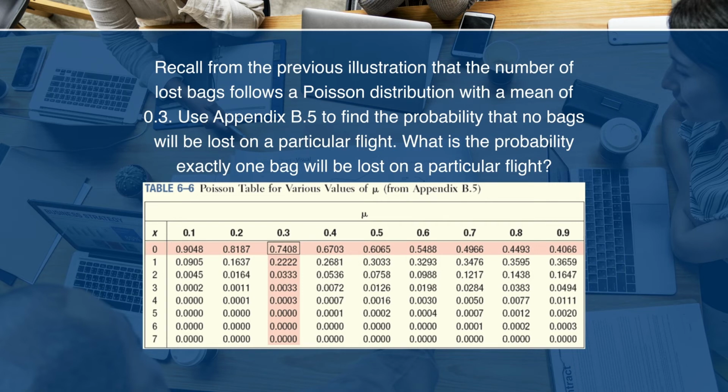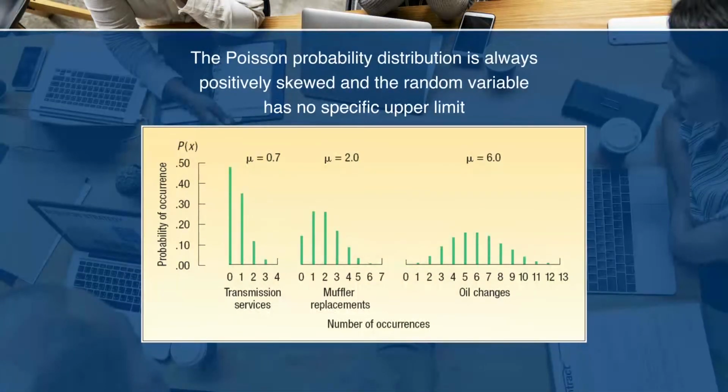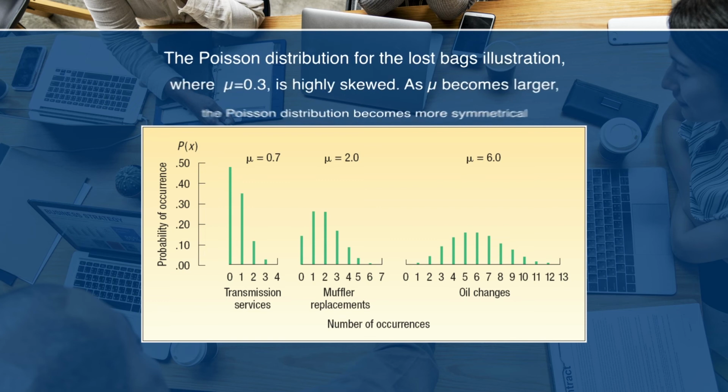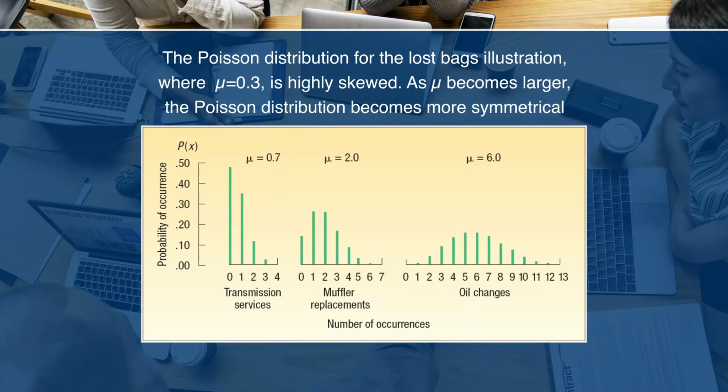So more about the Poisson probability distribution is that it is always positively skewed and the random variable has no upper limit. The Poisson distribution for the lost bag illustration, where mu is equal to 0.3, is highly skewed. As mu becomes larger, the Poisson distribution becomes more symmetrical. For the transmission service, mu is equal to 0.7, muffler replacement is 0.20 and mu is equal to 6.0. So the number of occurrences is this.